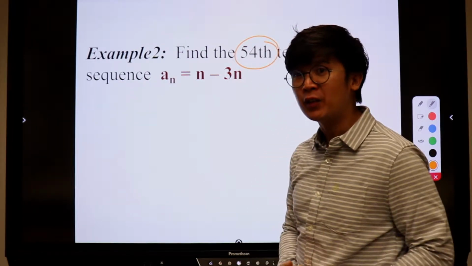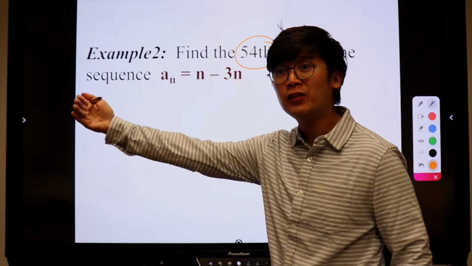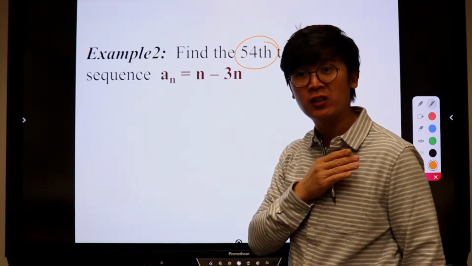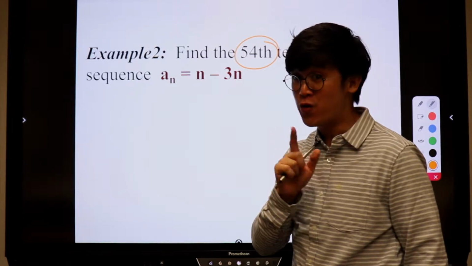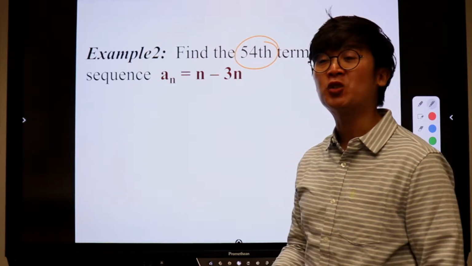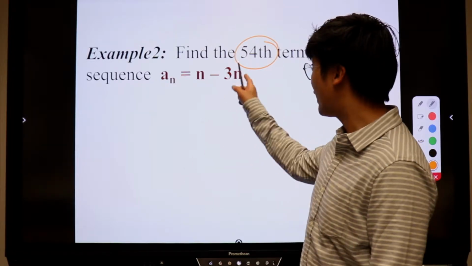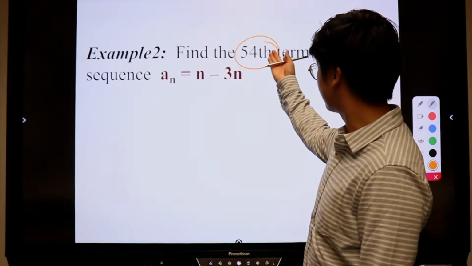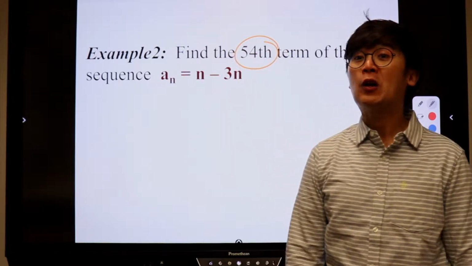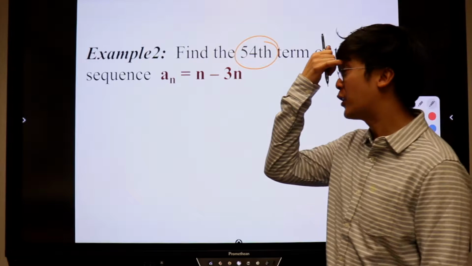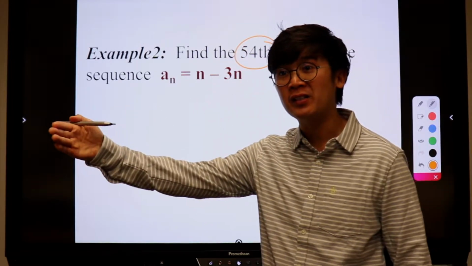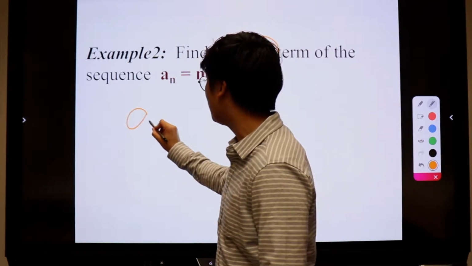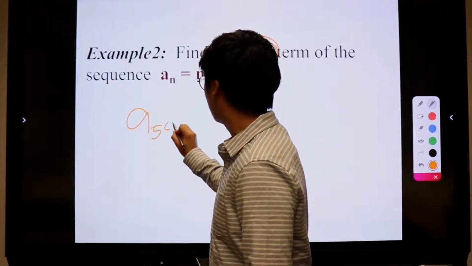So does that mean you need to write down all the terms from the first term up until the 54th term to be able to answer this problem? No. So what mathematical strategy are you going to use so you can answer the question? Plug in the 54 to the end. Yes. You are going to plug in the 54 to the end because you're not looking for the sequence, you're looking for the specific term in the sequence. And in this case, it's A of 54.